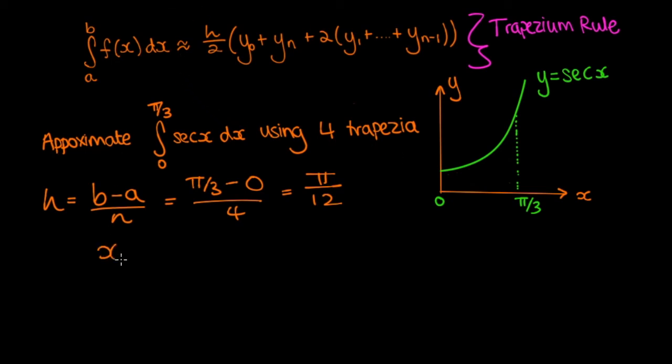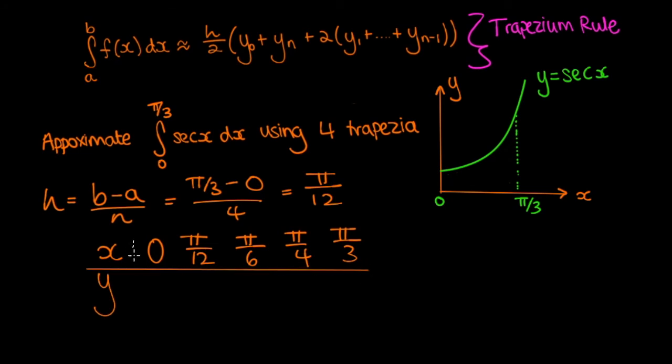So we have x and y, and the values of x are 0, 0 plus h, so 0 plus pi by 12, 0 plus 2 pi by 12, which is pi by 6, 0 plus 3 pi by 12, that's pi by 4, and all the way up, pi by 4 add pi by 12 is pi by 3. Now we're trying to find the corresponding values of y. So let's just finish off this table.